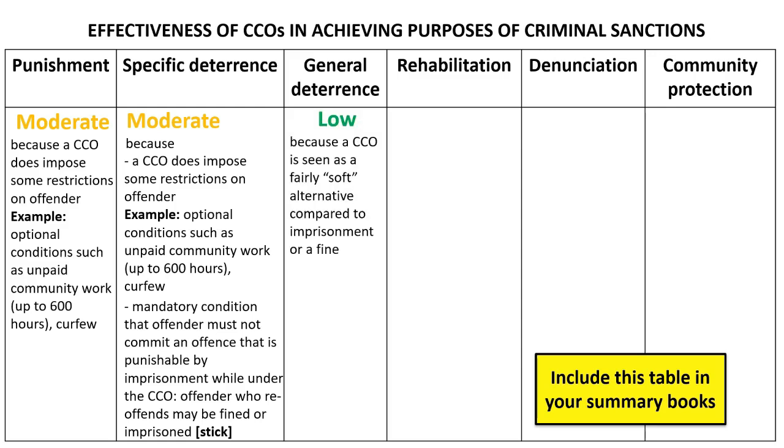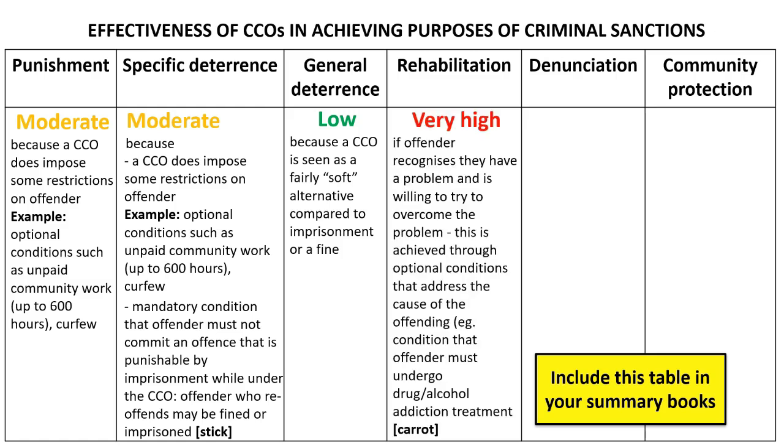In addition, a community correction order is not very effective as a general deterrent. This is because a community correction order is seen as a fairly soft alternative compared to imprisonment or even a fine. As a result, other members of the community are less likely to be discouraged from committing similar offences to the offence committed by the offender just because they might be given a community correction order for those offences.